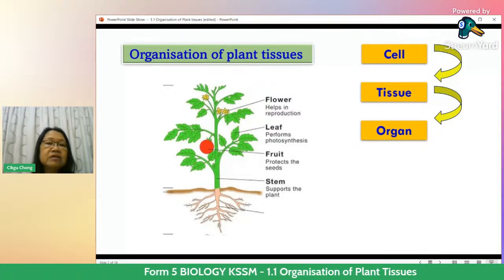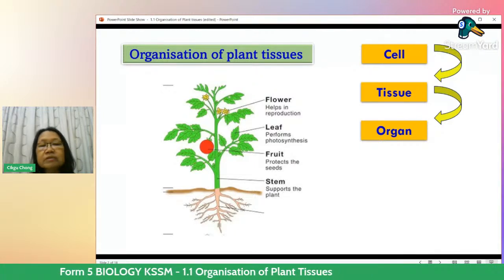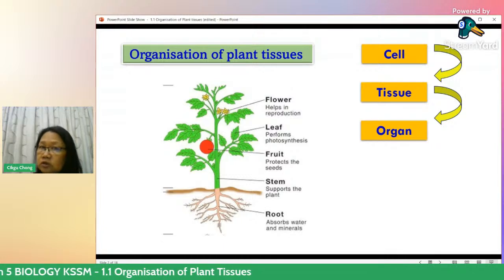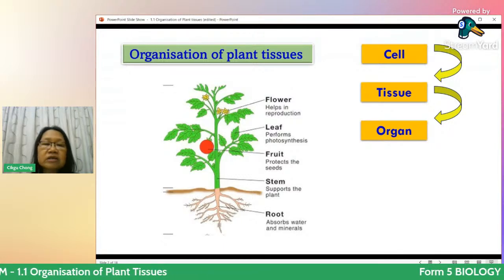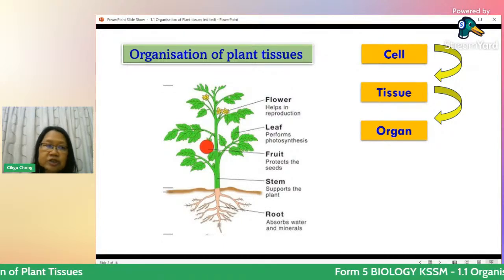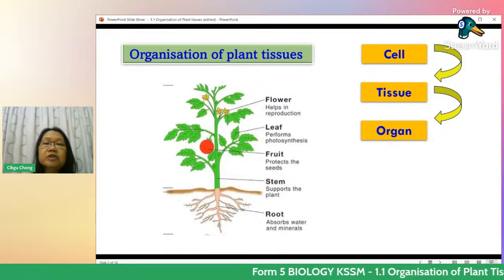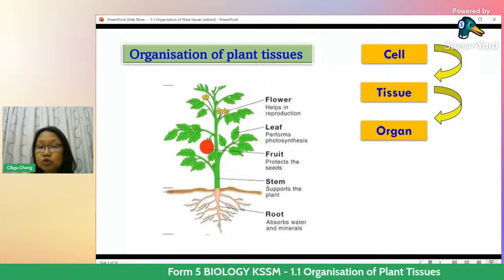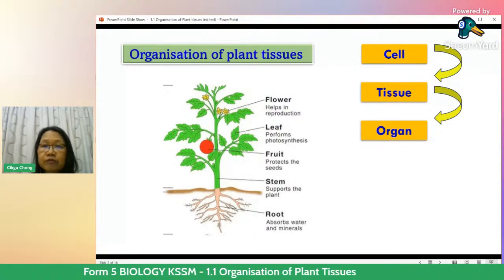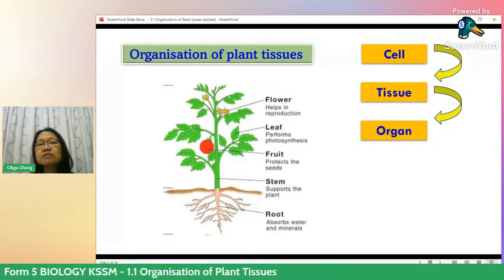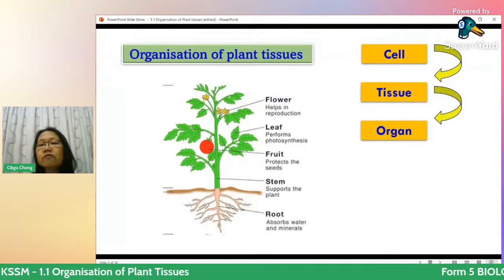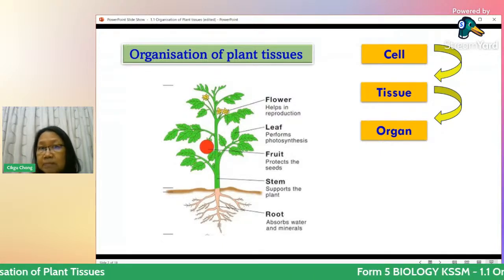Okay, another example here is, you can see under the ground there is something called the roots. The root is also an organ. All right. The function of the root is to absorb water and also minerals so that the plant gets nutrients for healthy growth. Okay, so all these five examples here are examples of an organ in the plant.